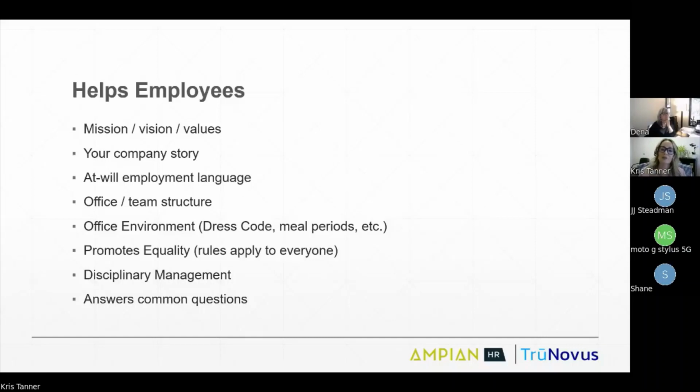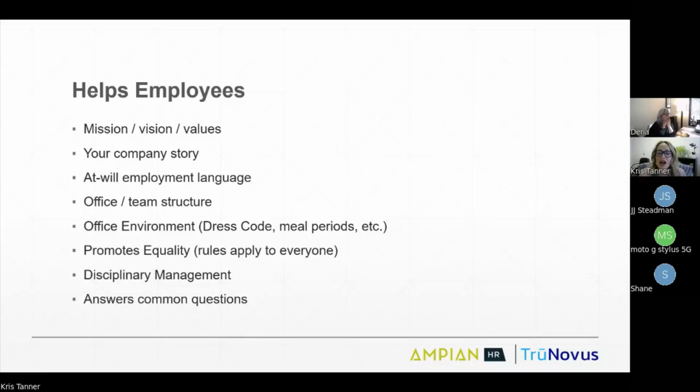Also, employment at will language. Now, you might think, well, the employment at will language is really more helpful to the employer, but honestly, it's important for both sides of the employment relationship. The benefit to the employee in the at-will relationship is that they do have the option to leave a job at any time with or without notice. And that language is included in the at-will statement of your handbook. We'll touch on that in just a minute.